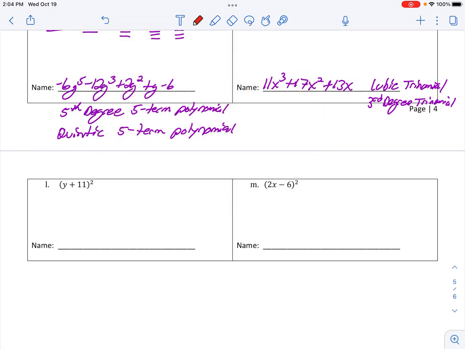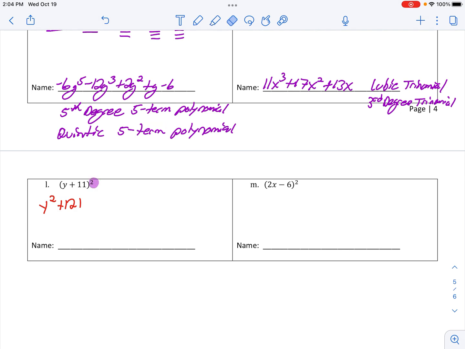Okay, for the next one there. I usually have kids try that out themselves based off what we've been doing. So I pause and give you a chance. And what a lot of kids will tell me is the answer is y squared plus 121. And you're close, but you're going to be off.